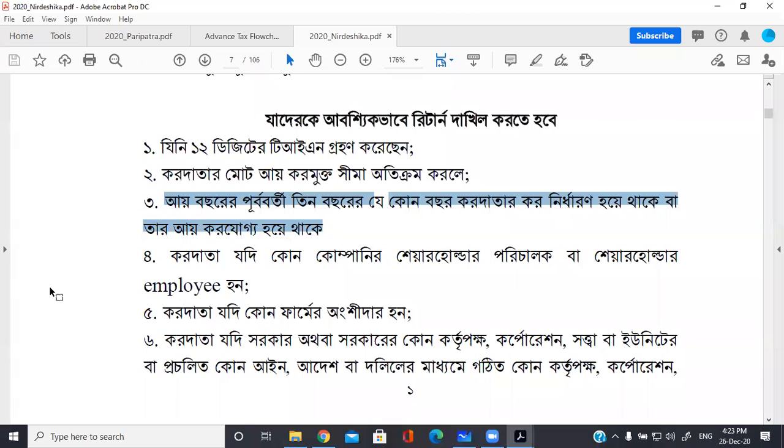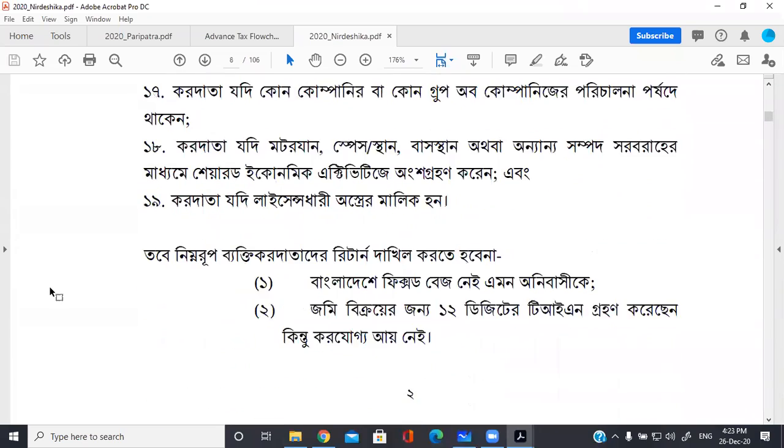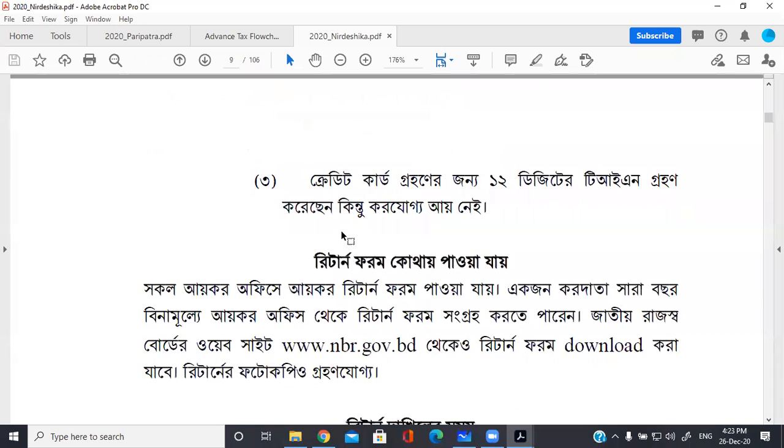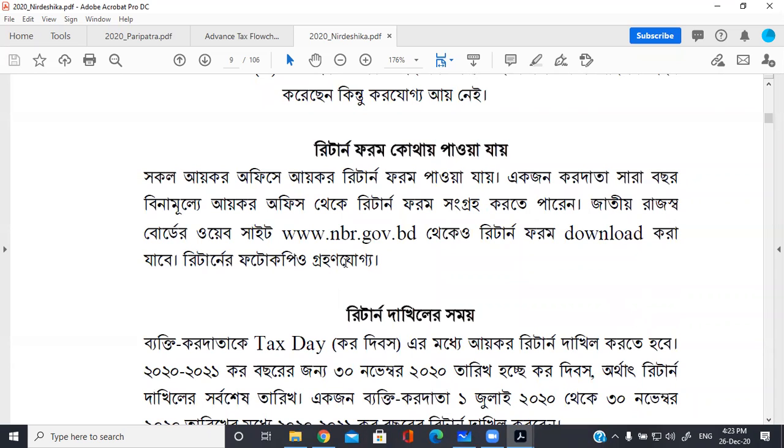Okay, so these are some things you need to know about why you are supposed to submit the income tax return if any condition is satisfied by you. And I already have mentioned when you are exempted from submitting your income tax return: you're a foreigner with no fixed base here, or you have taken a 12-digit TIN number only for selling land but have no taxable income. Okay, or you have taken a TIN number only for taking a credit card. And I also showed you where the tax return forms are available. Can you recall that I showed you where these forms are available?